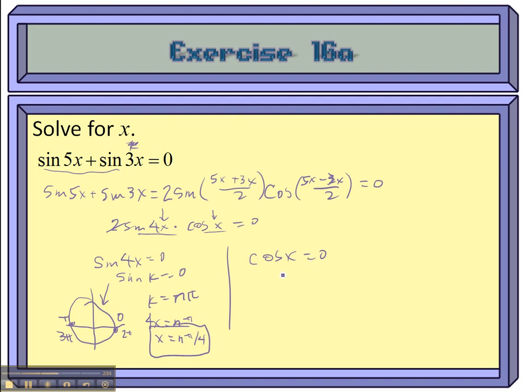Second one, where's cosine equals 0? Let's look back at this dented unit circle. That would be at pi over 2, down here at 3 pi over 2, etc. Keep going around. So here x is equal to pi over 2, well, n pi over 2, just multiples of that.